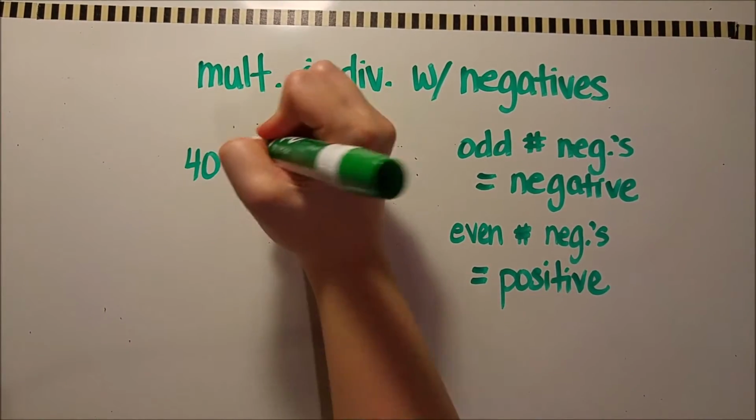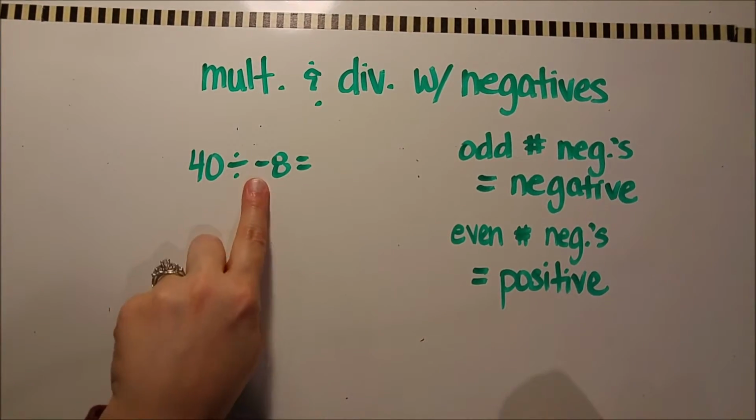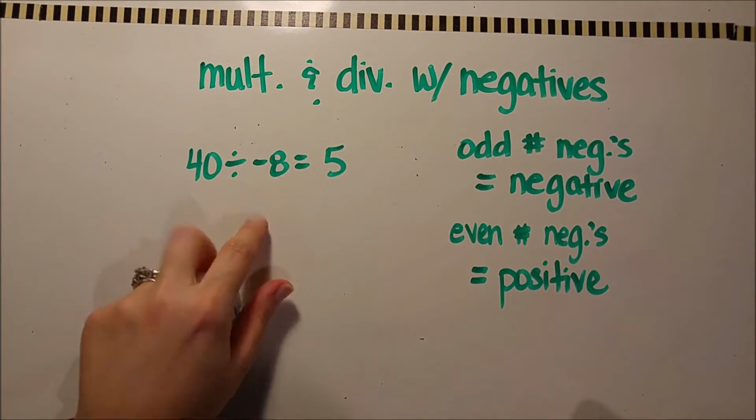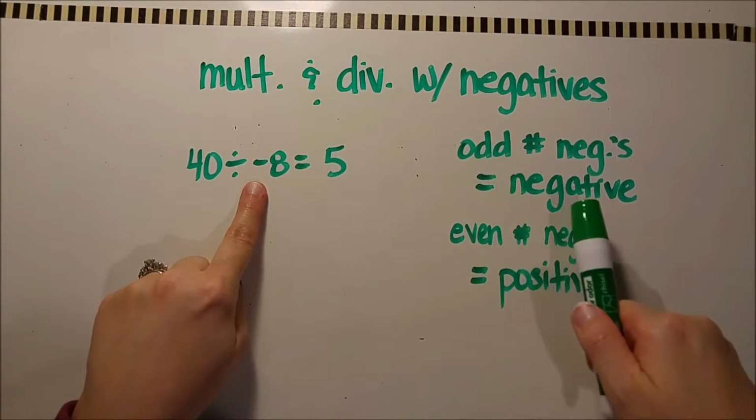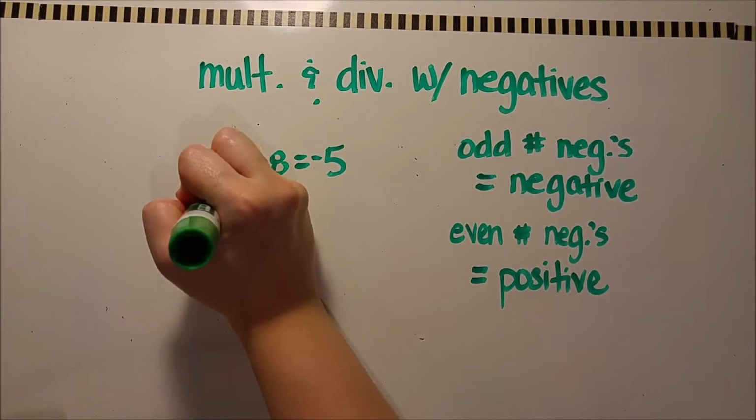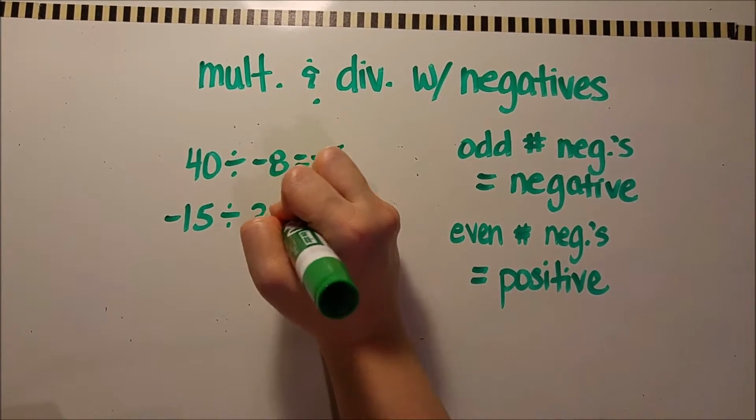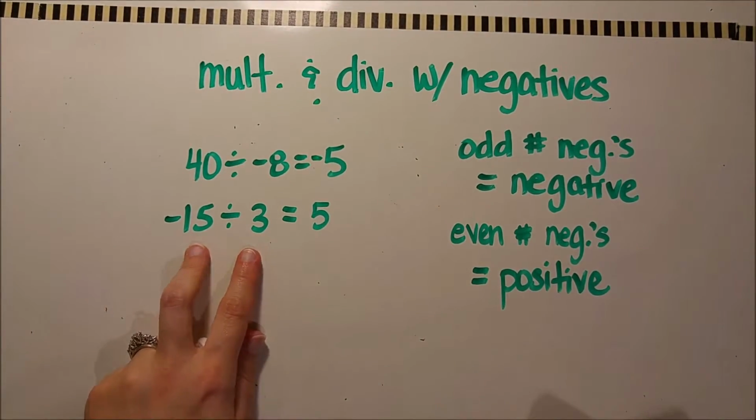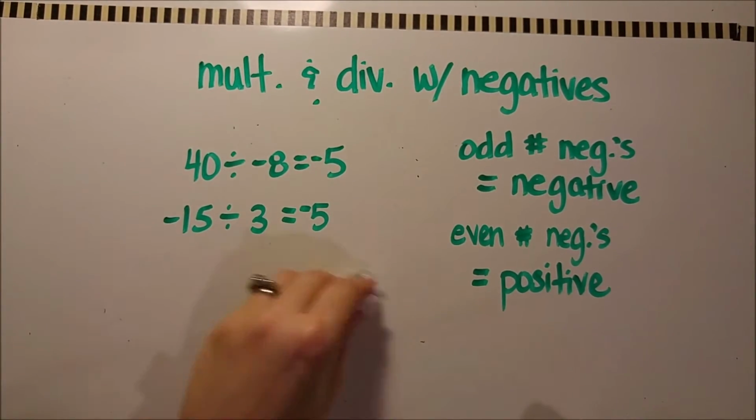40 divided by a -8. 40 divided by 8, ignore that for a moment, is 5. Positive or -5? We only have one negative sign, that's odd. So it'll be a negative answer. Okay. -15 divided by 3. 15 divided by 3 is 5. One negative sign, negative answer. Okay.